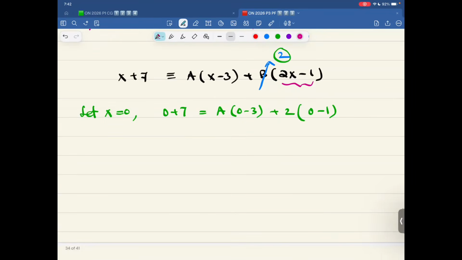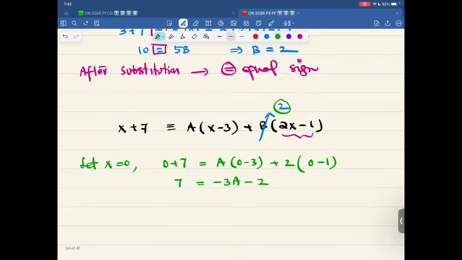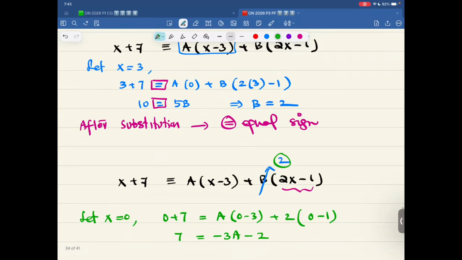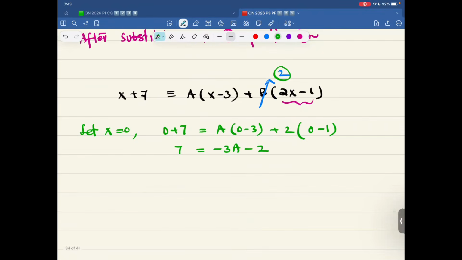So now over here, let's work it out. So 7, this is minus 3a, that is minus 2. Take 2 to the other side, and let me just double check one thing. If I'm plugging in 0, 0 plus 7, 0 minus 3 is minus 3a. This is 2 into 0 minus 1, that is negative 2. Take it to the other side. 9 is equal to minus 3a. Therefore, a comes out to be negative 3.